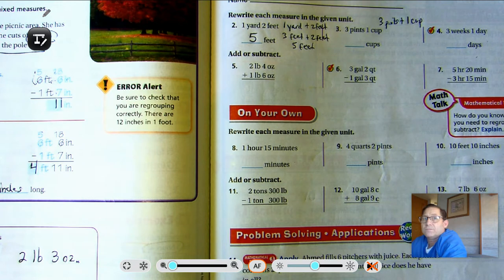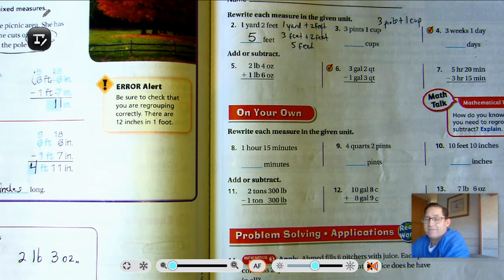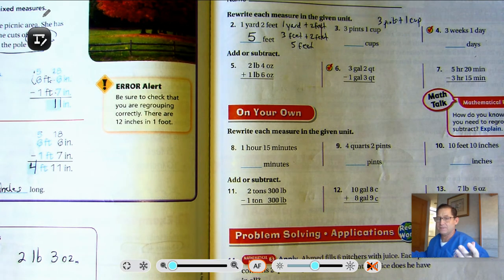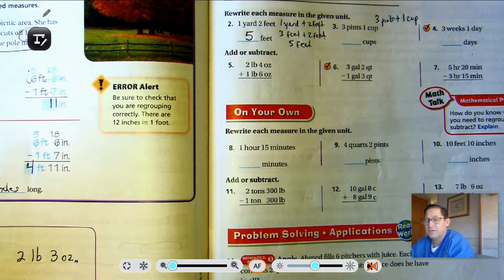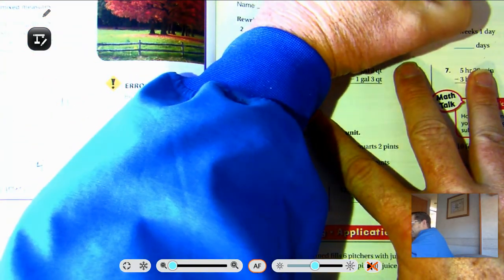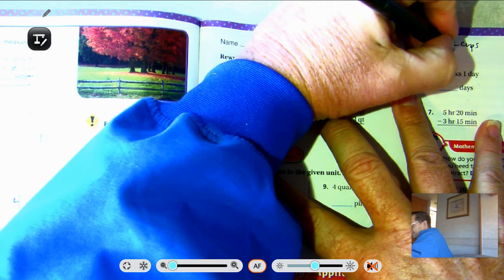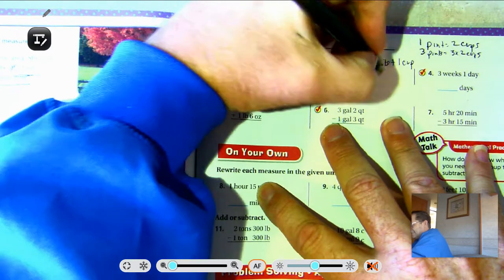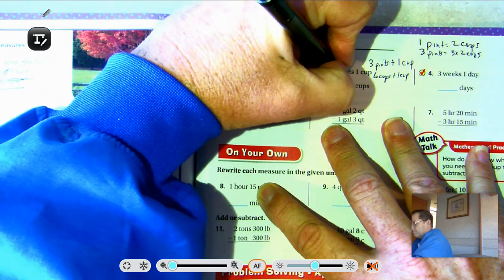If you remember our gallon man, there were 2 pints in every arm, every limb, 2 arms and 2 legs. And then there were 4 cups at the end of that. And there were 2 cups per pint, basically. So 2 cups per pint. So 1 pint equals 2 cups. So 3 pints would be 3 times 2. So 6 cups. Plus the additional cup would be 7 cups.